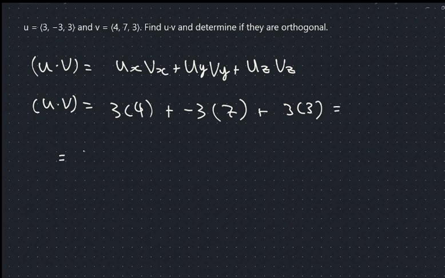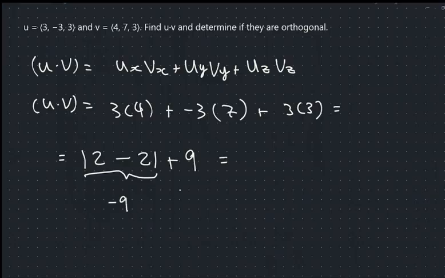And what is it equal to? It is equal to 12 minus 21 plus 9. And actually what this is equal to, it is equal to 0. Let's try it. So this part here, 12 minus 21 is equal to negative 9, and negative 9 plus 9 is equal to 0. So yes, they are in fact orthogonal.